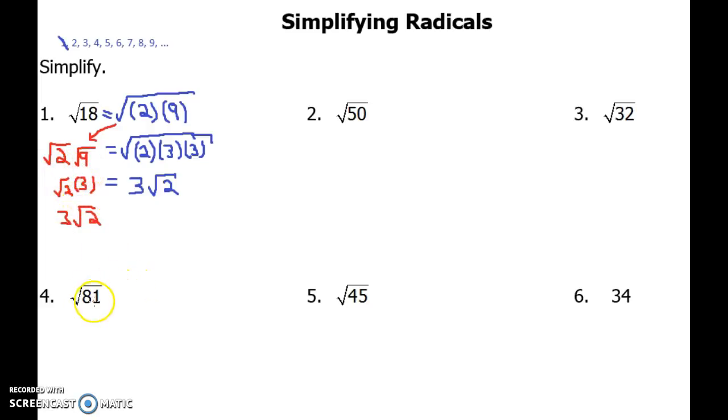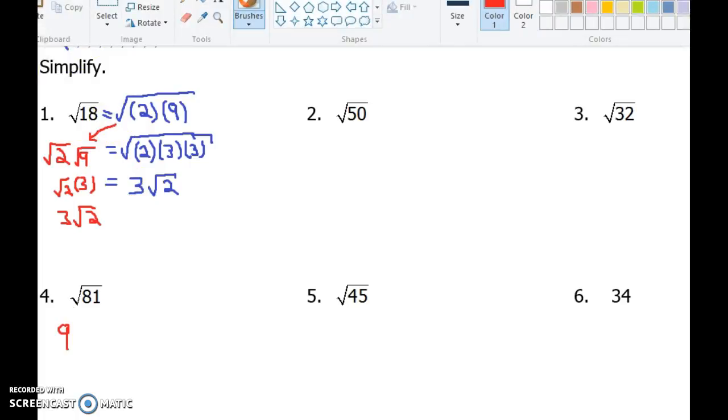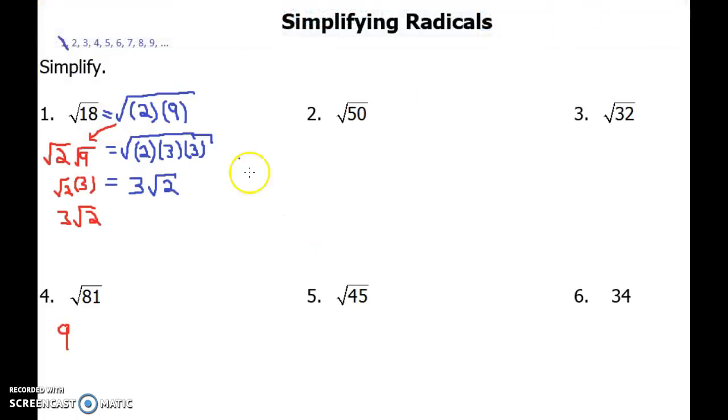Like number 4, 81 is a perfect square. Answer to this one is 9. If you want to do the actual steps, there's ways you can do it that make it go faster, there's ways you can do it that make it go slower. But as long as you come up with the same answer, it doesn't matter.